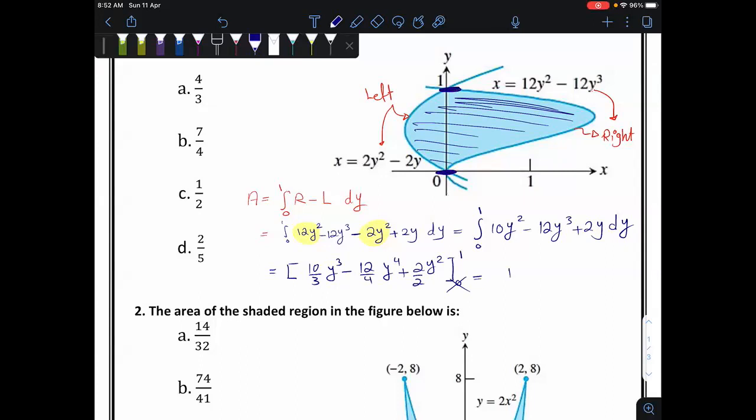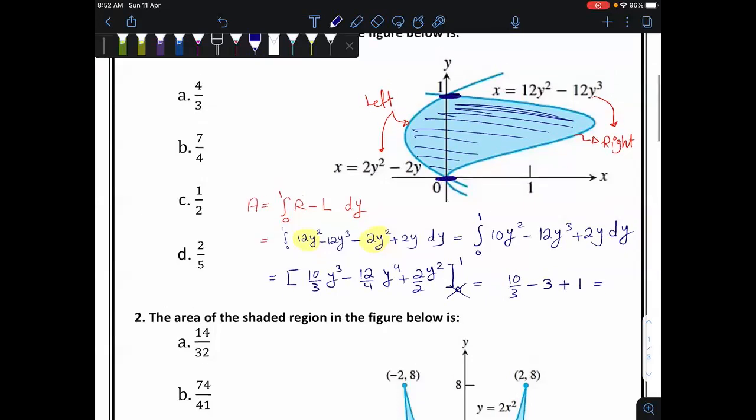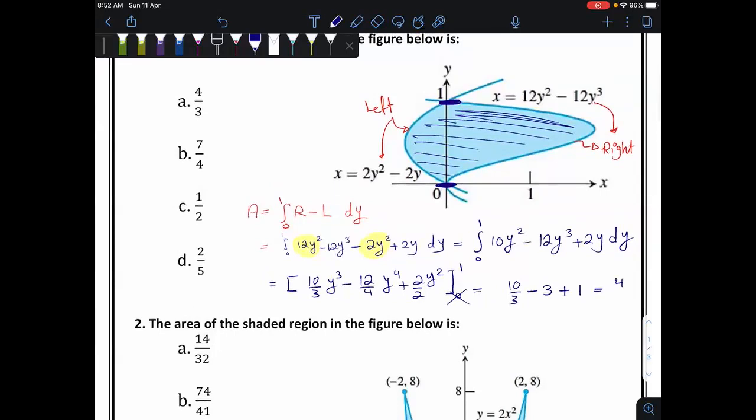So 10 over 3 times 1 gives 10 over 3, and then minus 12 over 4, which is 3 times 1 is 3, plus 2 over 2, which is 1. So simply 10 over 3 minus 2 gives 4 over 3. So your final answer here is 10 over 3, which is choice A. So this is how to find the area between two curves, one of them to the right and the other to the left.